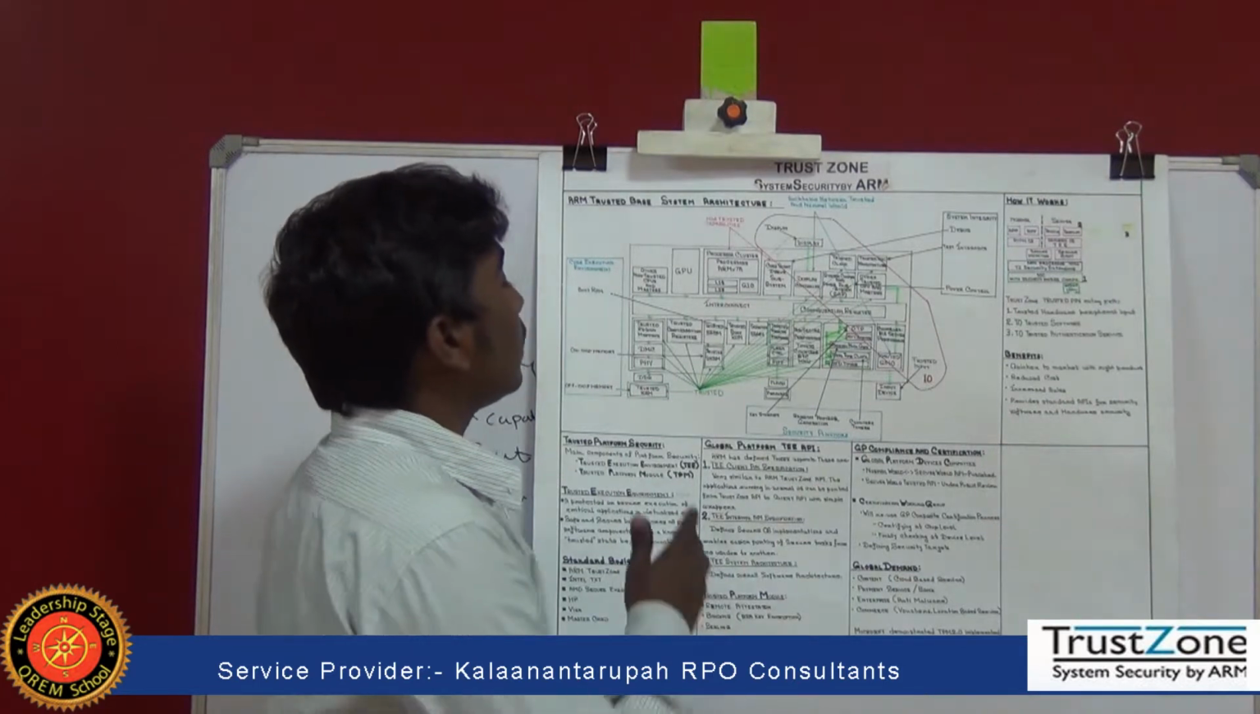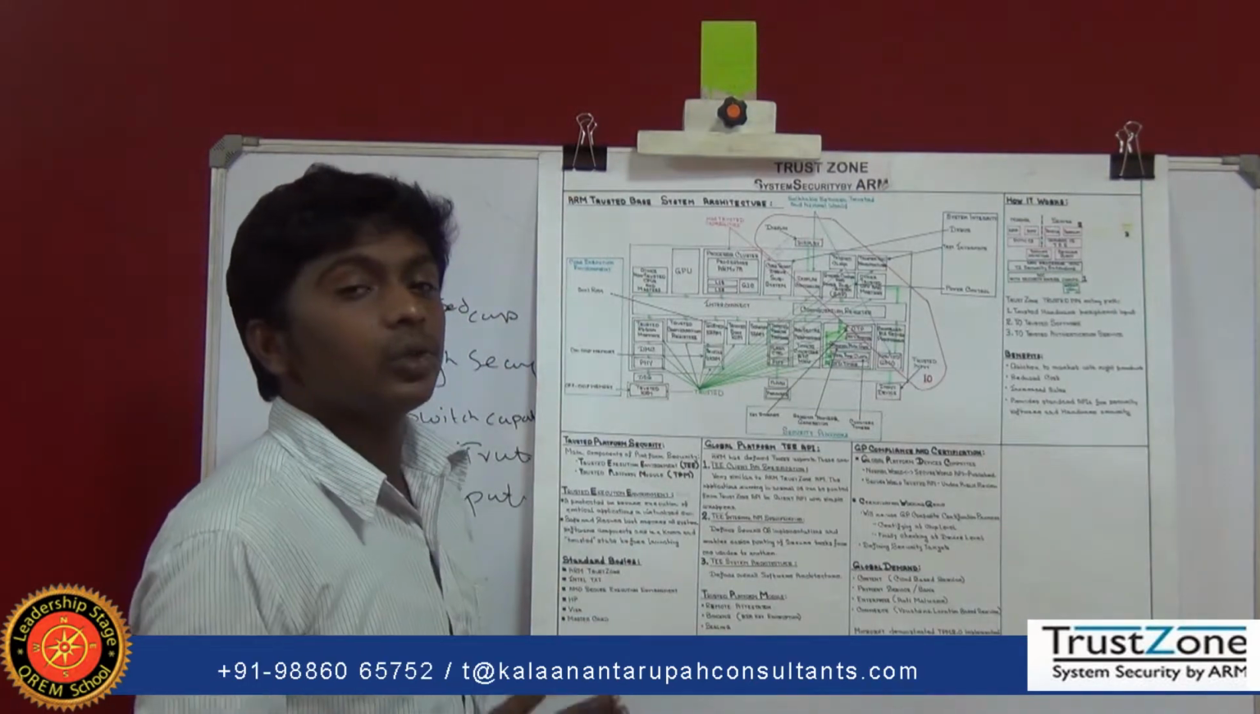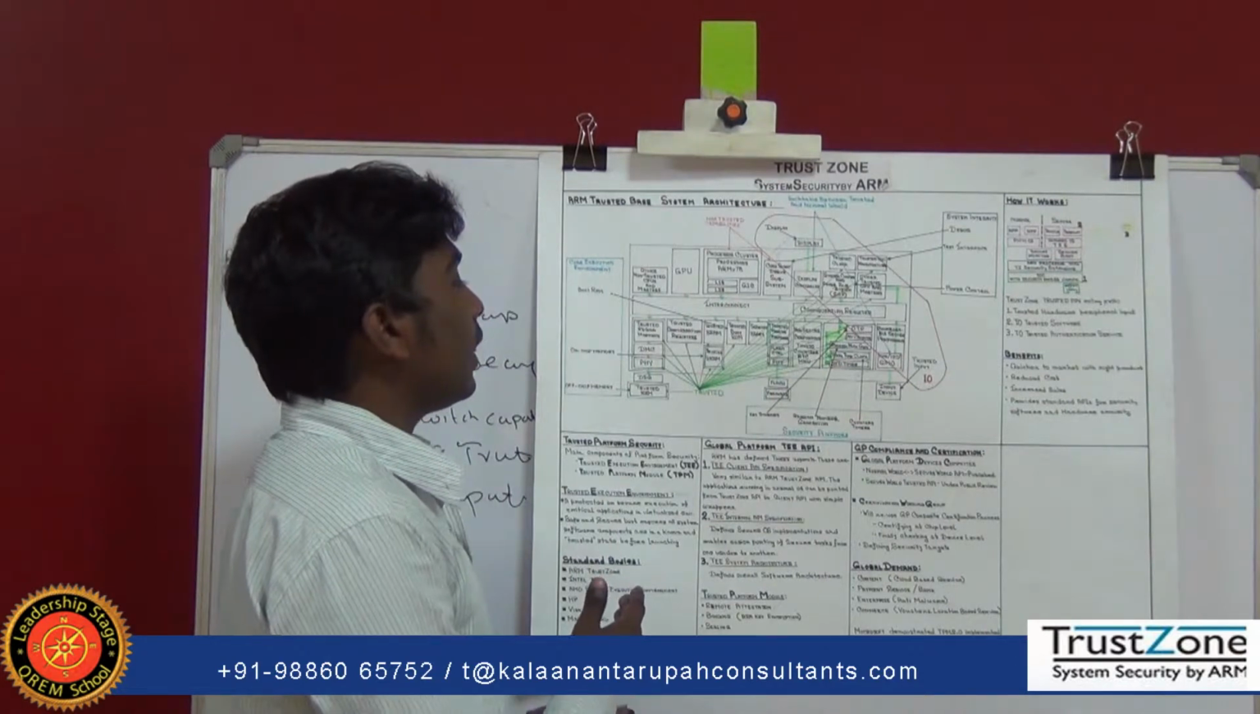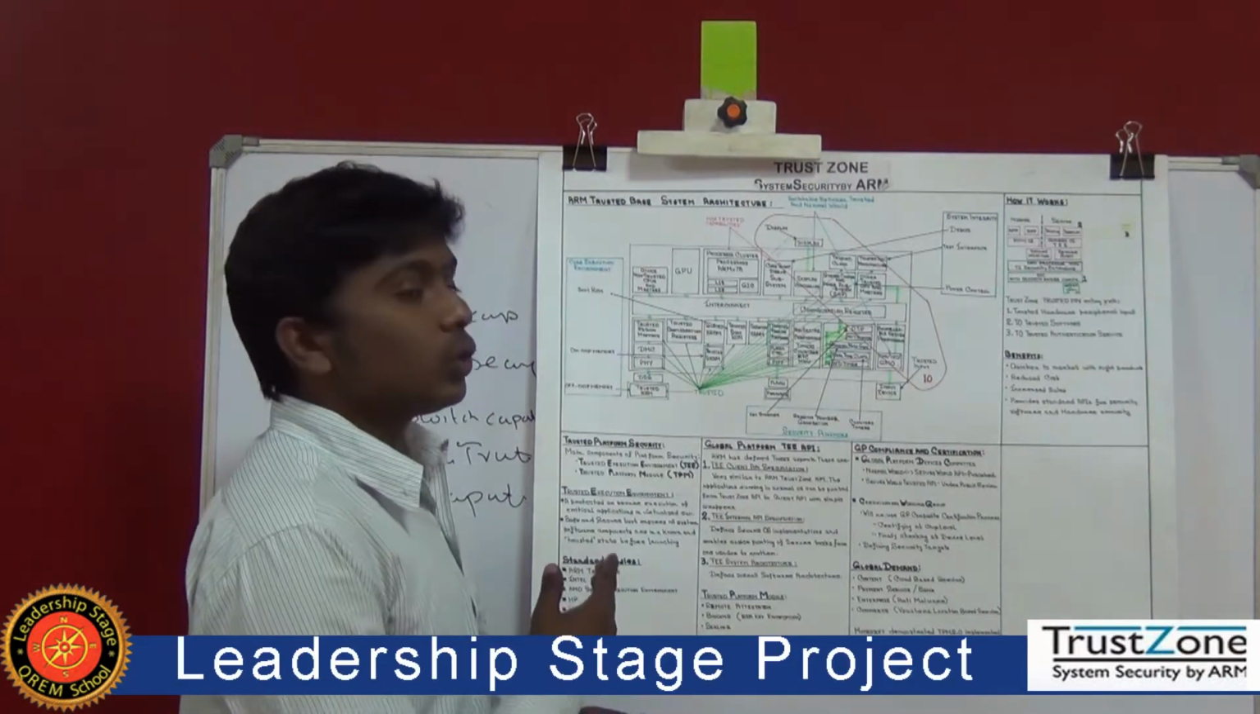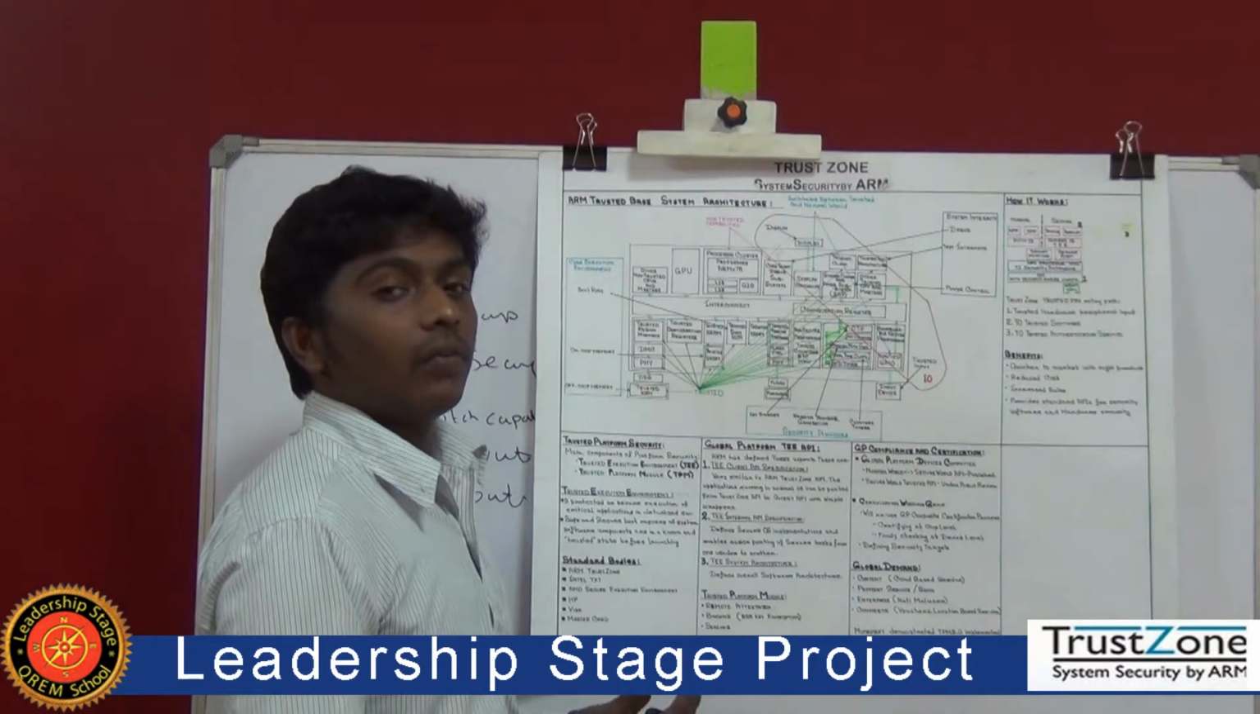And the next one is the trusted configuration register. It is used by the TPM. It is a 20 byte digit. It can be used for configuring the software and the hardware.